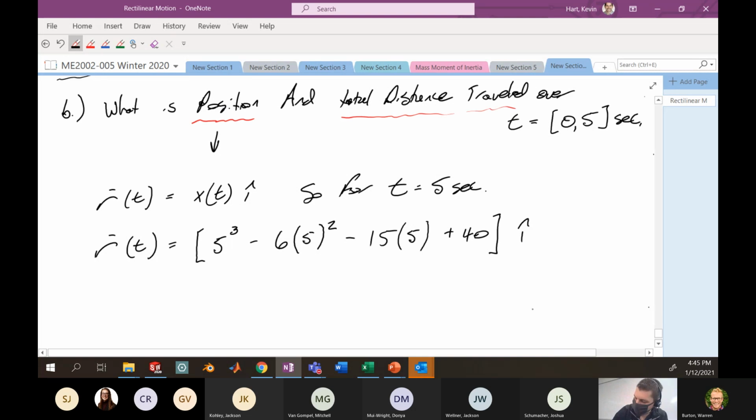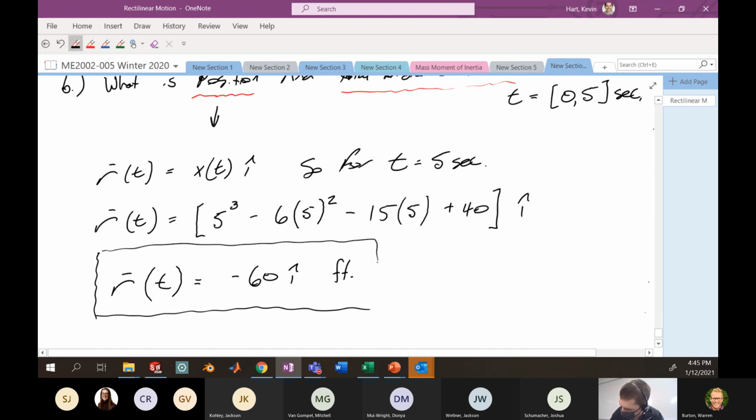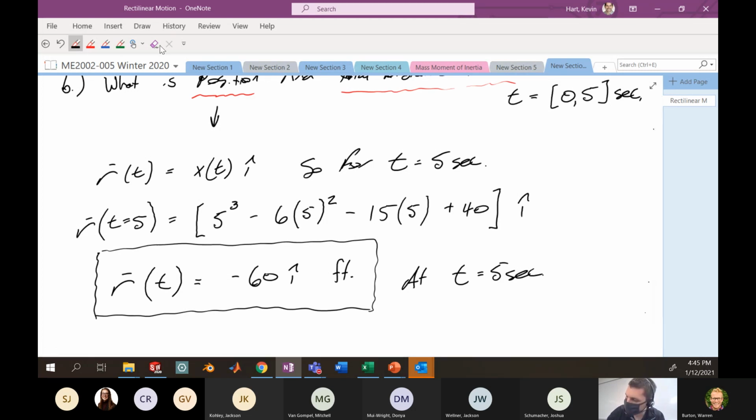Units here are going to be in feet. We're told that in the beginning of the problem. So you can ultimately come up with a position vector, working through this, of negative 60 I hat feet. That's your position vector. So that's pretty straightforward, pretty easy to understand.